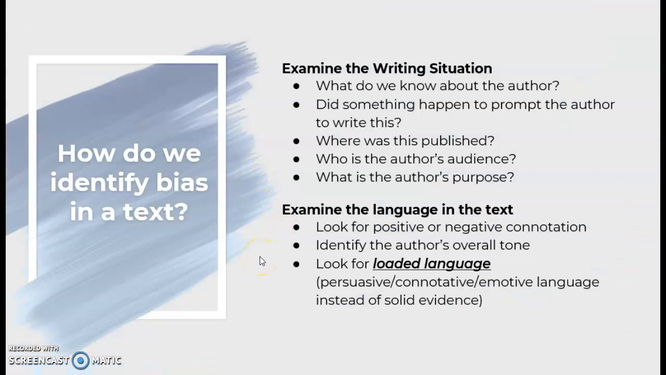So how do we identify bias in a text? We examine the writing situation and ask some questions about the author and about the content. We try to find out when and where this was published and what their purpose is. If you think their purpose is persuasive, that's a good clue that there is some bias, right? Because they're taking a side and they're trying to convince you to do something. Whereas something that is more objective and unbiased might be to inform. So purpose and bias can be linked.